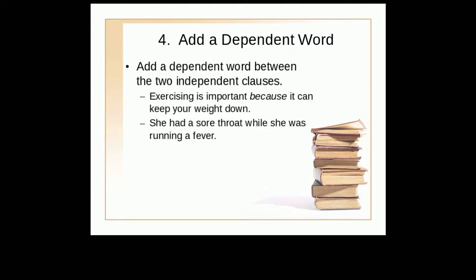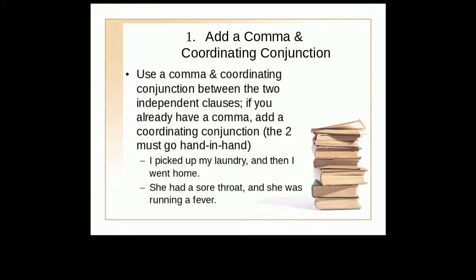Now, here's where I want you to write something down. I want you to write down fanboys. Fanboys is a way to remember coordinating conjunctions. And I want you to write down what each of the coordinating conjunctions are. So it goes right down FANBOYS. So the F is for for, FOR. A is and, AND. N is for not.